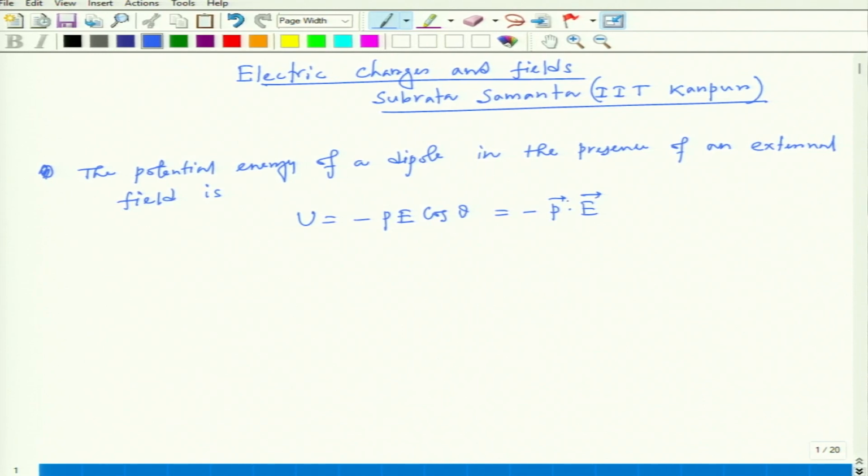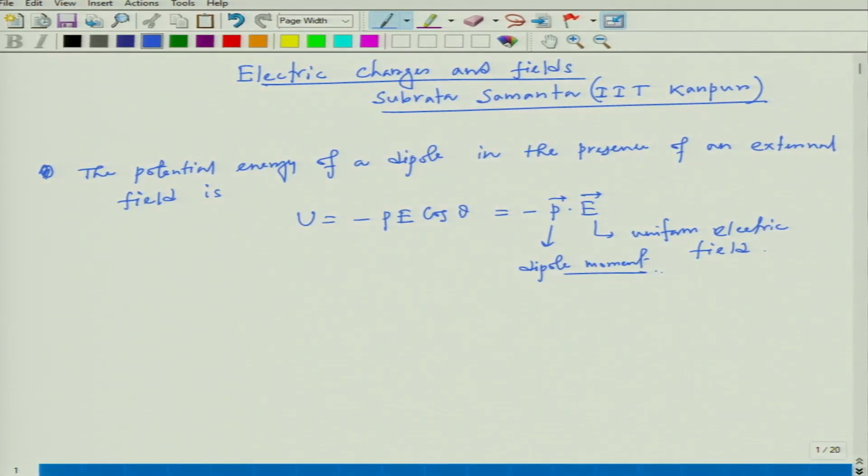Here the E vector is the uniform electric field vector, and P vector is the dipole moment vector, right. What is the significance of this negative sign?